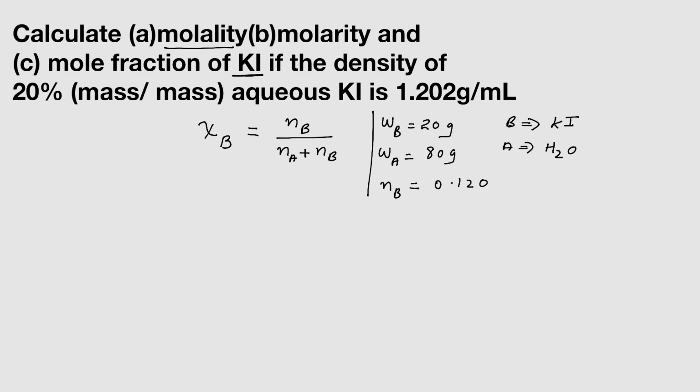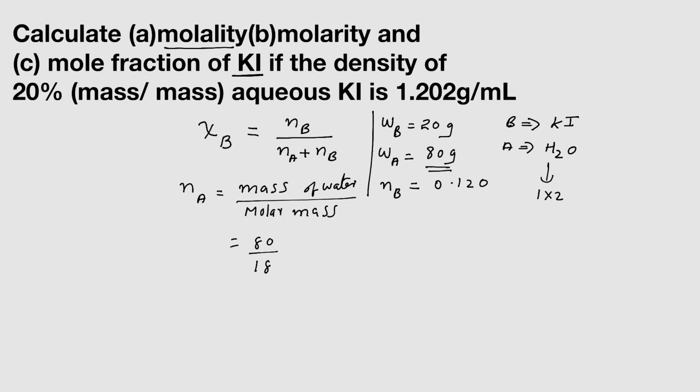Now see, what is Na? What is number of moles of water? It is mass of water by molar mass of water. So mass of water is 80 gram. 80 gram by molar mass, 18. That you already know, right? How to find it? Hydrogen is 1 into 2, two hydrogens, plus 16, oxygen is 16. On adding, you will be getting 18. Easy calculation, right? So on dividing, you will be getting 4.44.